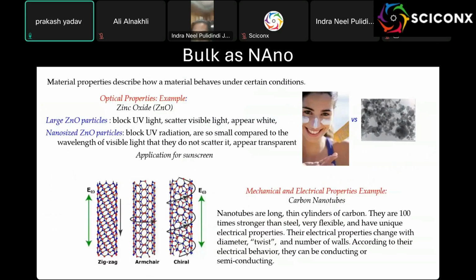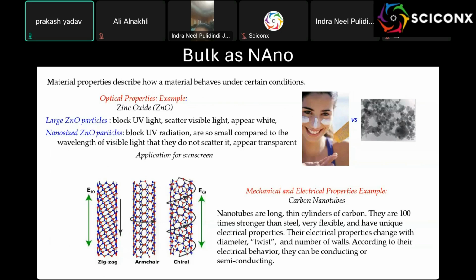This is the PPT where we clearly see the difference between bulk and nanoparticles, because the properties also change when we compare bulk to nanomaterials. The material changes drastically. Here I take as an example zinc oxide nanoparticles. In previous times, we had sunglasses and sunscreen creams, and they protect from UV light.